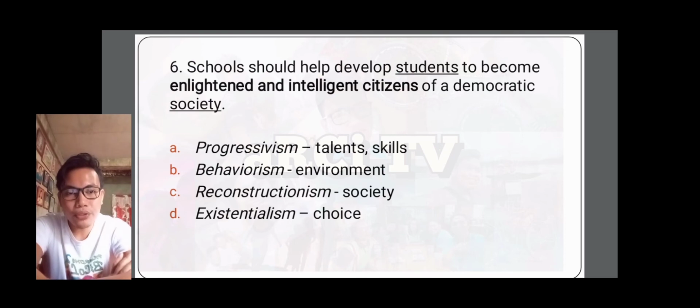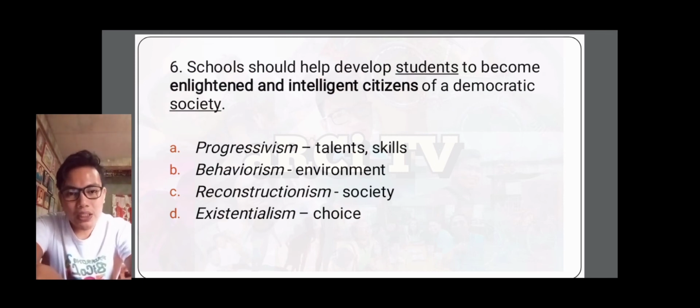Kasi yung schools should help develop students, meaning to say, may curriculum na yung school na ginagawa sa mga bata. Di po ba? Kasi to develop students to become enlightened and intelligent citizens, may curriculum na sinusunod. So meaning to say, the students don't have a freedom to choose what they want to learn from school. So it's not choice, it's not free will, it's not freedom. So it's not existentialism. Now, it's between progressivism and behaviorism.